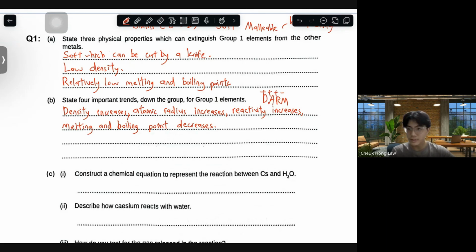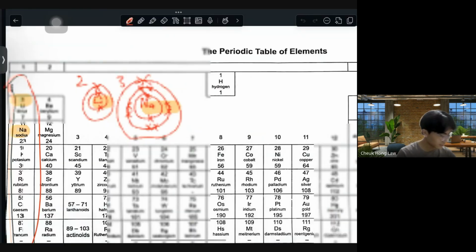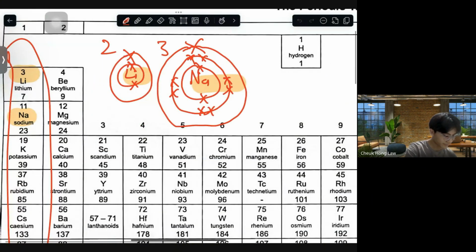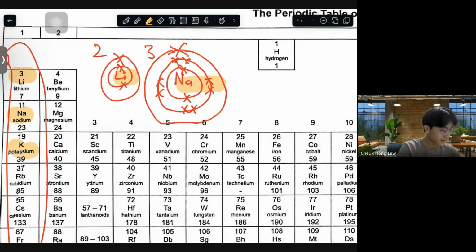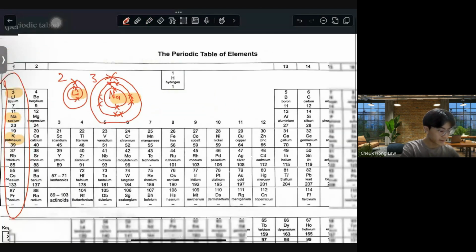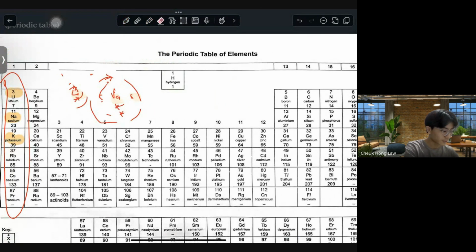There's a question. If alkali metals get more dense down the group, why does potassium have a lower density than sodium despite being below sodium? If it's below sodium, it should have the higher density. First, what is density? Density is mass over volume, right?